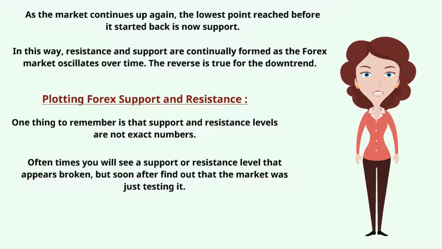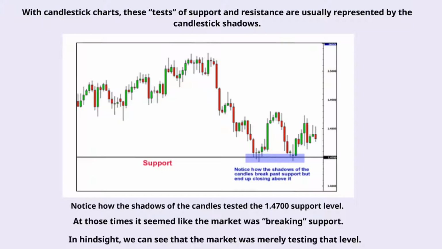Plotting Forex support and resistance. One thing to remember is that support and resistance levels are not exact numbers. Oftentimes you will see a support or resistance level that appears broken, but soon after find out that the market was just testing it. With candlestick charts, these tests of support and resistance are usually represented by the candlestick shadows. Notice how the shadows of the candles tested the 1.4700 support level. At those times it seemed like the market was breaking support. In hindsight, we can see that the market was merely testing that level.